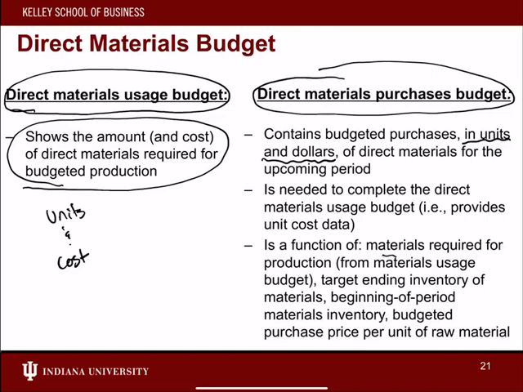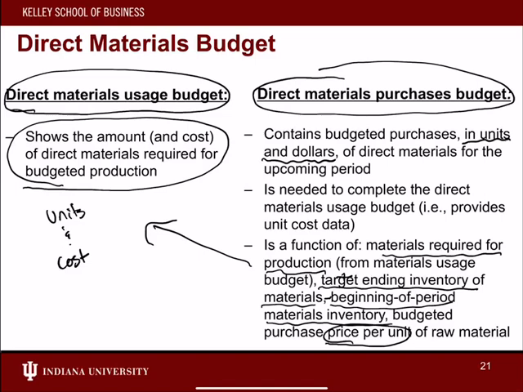So we get our materials required for production from the usage budget that we did over here. We add in our ending inventory balance, and then we minus out any beginning materials that we had on hand. And so that will get us to the amount of materials that we actually need to purchase. And then obviously we need to incorporate the purchase price per unit to get to the dollar value. So it's a pretty straightforward process.